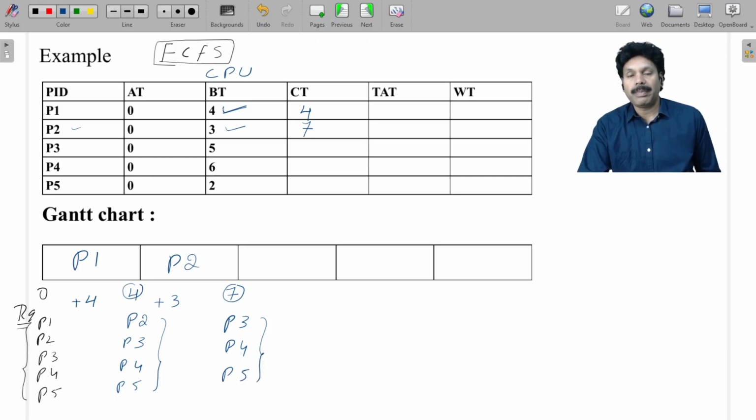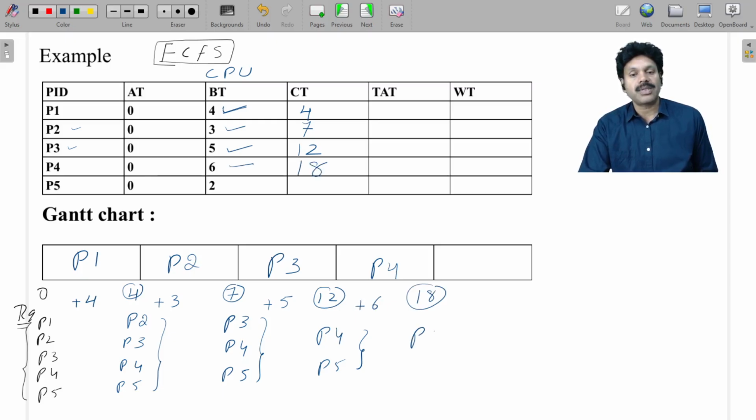All have come at the same time. Now P3 will be picked by the ready queue because its process number is lesser than the rest of the processes. Now P3 got executed here and P3 needed 5 CPU cycles. By 12, it got completed. So the completion time of P3 is 12 and the rest of the 2 processes are P4 and P5. Now P4 gets executed because it has the lowest process ID. It needed 6 units of cycle. So by 18, it is completed.